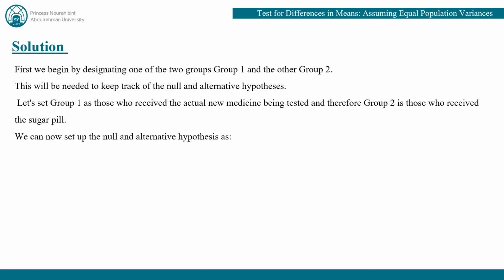Solution. First, we begin by designating one of the two groups group 1 and the other group 2. This will be needed to keep track of the null and the alternative hypothesis. Let's set group 1 as those who received the actual new medication being tested, and therefore group 2 is those who received the sugar pill. We can now set up the null and alternative hypothesis.